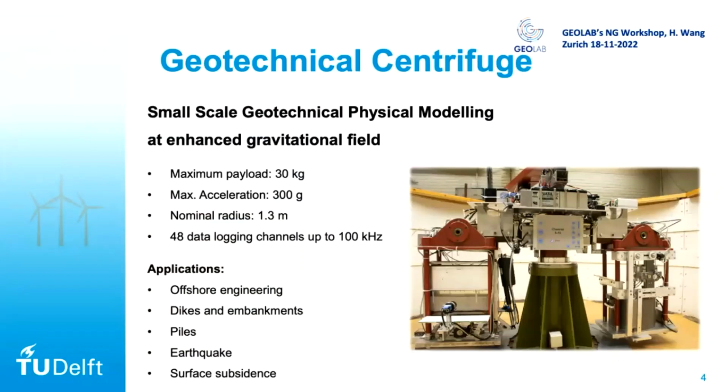The maximum payload is 300 kilograms, but at 300 g, that's the maximum. But we never go that far. The maximum, I think, we went to 150 g. And the nominal radius is around 1.3 meters. And the good thing is we have a lot of logging channels. In total, we have 48, which is very important for centrifuge modeling because that basically controls how many sensors you can install and how much you can know from your test. And the centrifuge has been used in many applications like offshore engineering, dikes, piles, earthquakes, and surface subsidence like settlement.